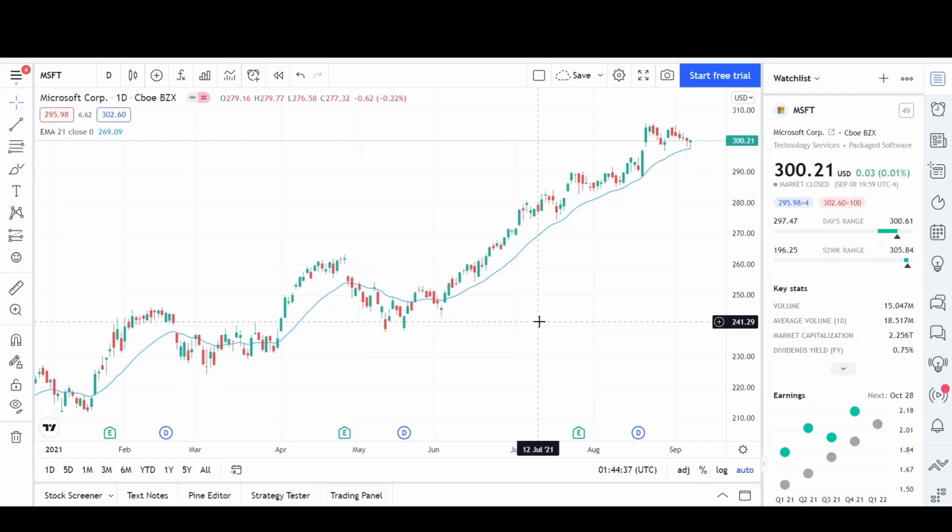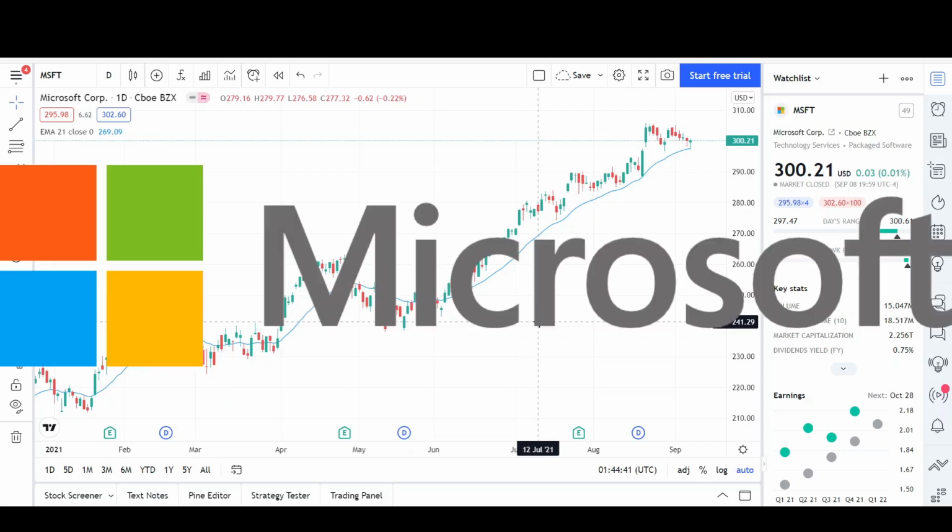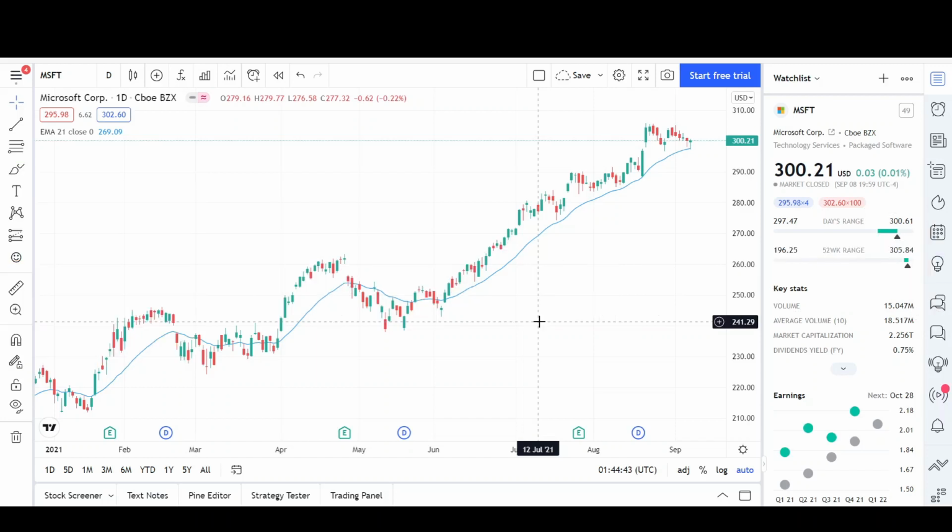What's up, traders? This is Vee Trades, and today I'll be doing a technical analysis breakdown for Microsoft with the ticker symbol MSFT. The last time I looked at this company was back on August 18th, so it has been a few weeks.